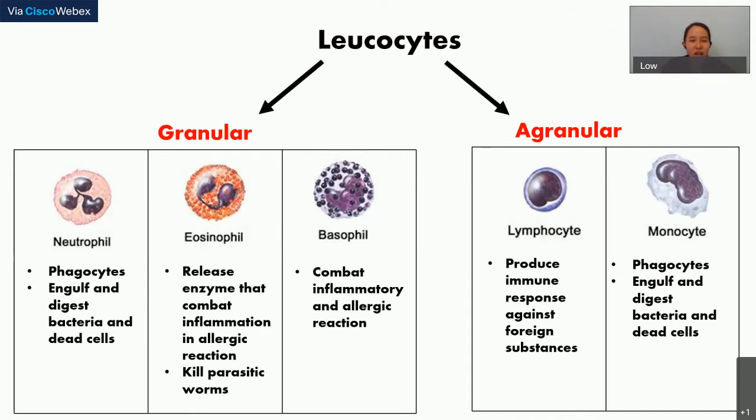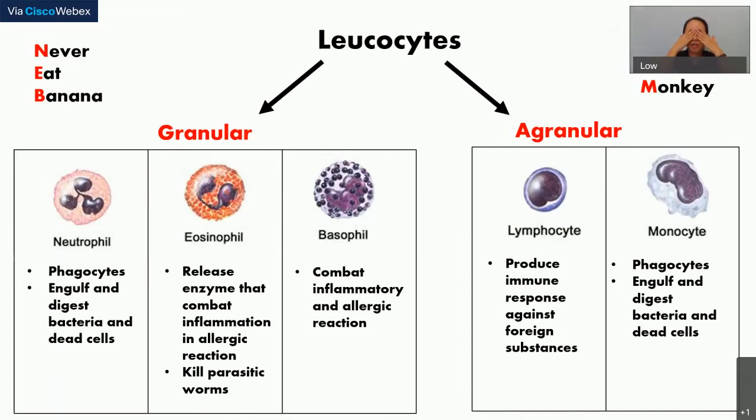So how to remember? The words are super hard. Never mind. We got a clue for you. Never eat banana like monkey. N refers to neutrophil, E refers to eosinophil, and B refers to basophil. So granular involves never eat banana. Agranular, lymphocyte and monocyte, is like monkey: L for lymphocyte and M for monocyte. So easy, right? Never eat banana like monkey.